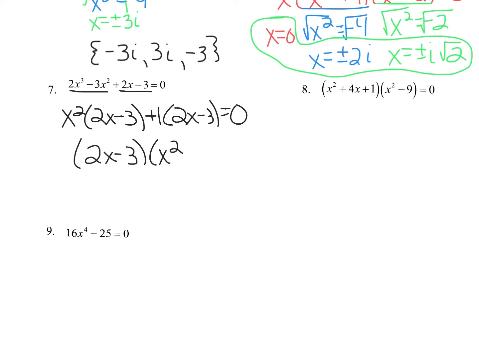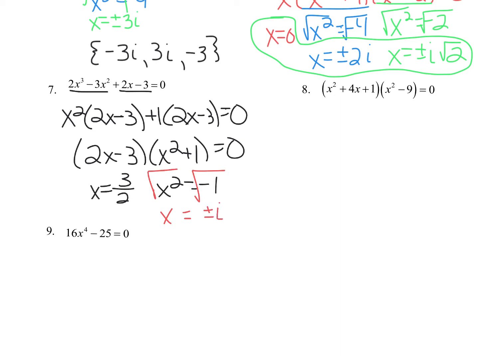Common binomial factor, and we have x squared minus 1 left. So this one, linear, is going to give me positive 3 over 2. Here I have x squared equals a negative 1. Now, don't be silly here, right? We're not going to write i radical 1 or anything crazy like that, right? The square root of negative 1 is just i. So this is plus or minus i here. Don't leave i square roots of 1. The square root of 1 is 1, right? So we have 1 i left here. So here's my 3 answers.